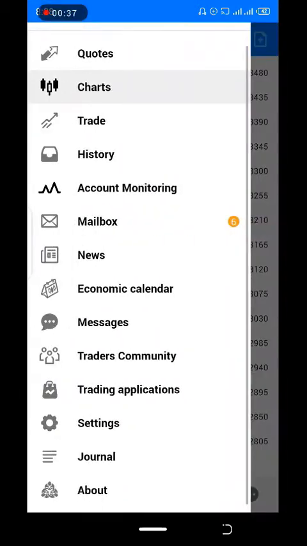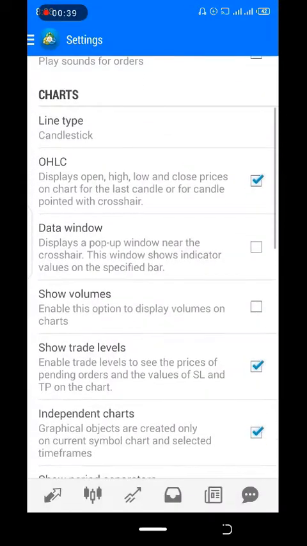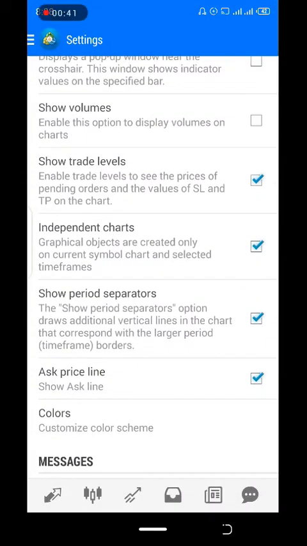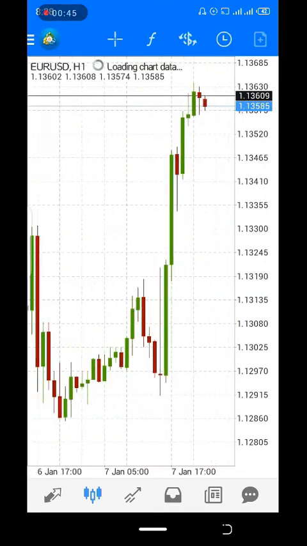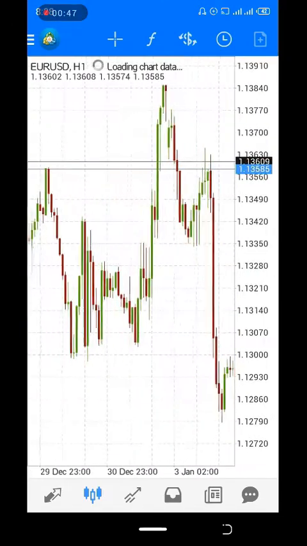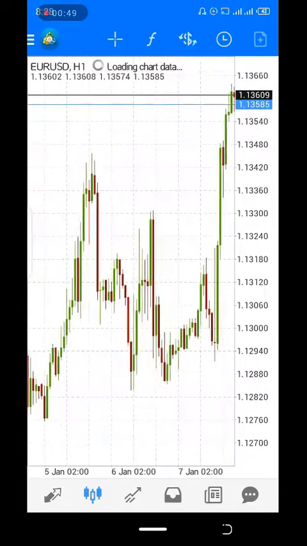So let's go to settings. Let's uncheck period separator. Now it has disappeared. There's no more period separator.